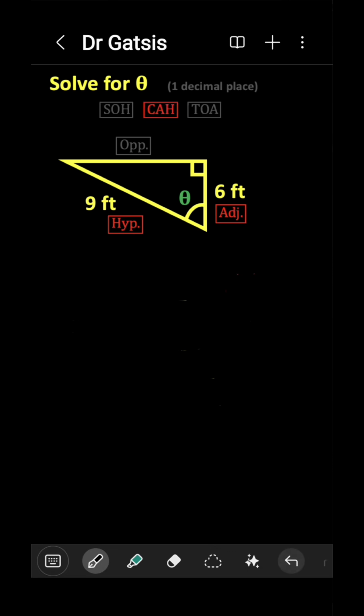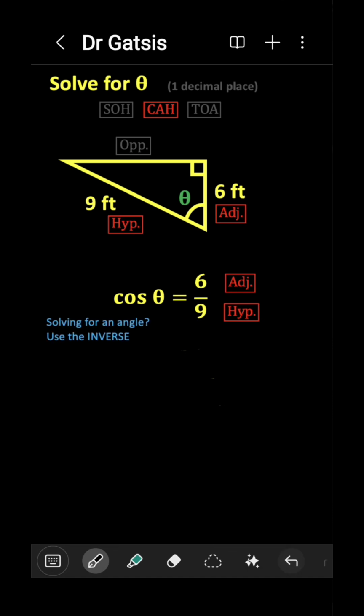Writing down SOHCAHTOA, we can decide here that cosine is the most appropriate ratio to use since we have the adjacent and the hypotenuse. Cos of theta is therefore equal to the adjacent 6 over the hypotenuse 9, 6 over 9. Since we're solving for an angle, remember that you need to take the inverse. So theta is going to be the inverse of that.